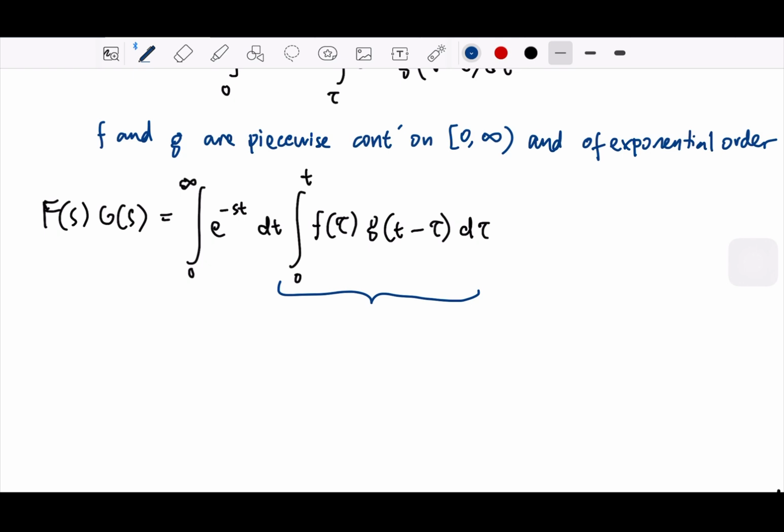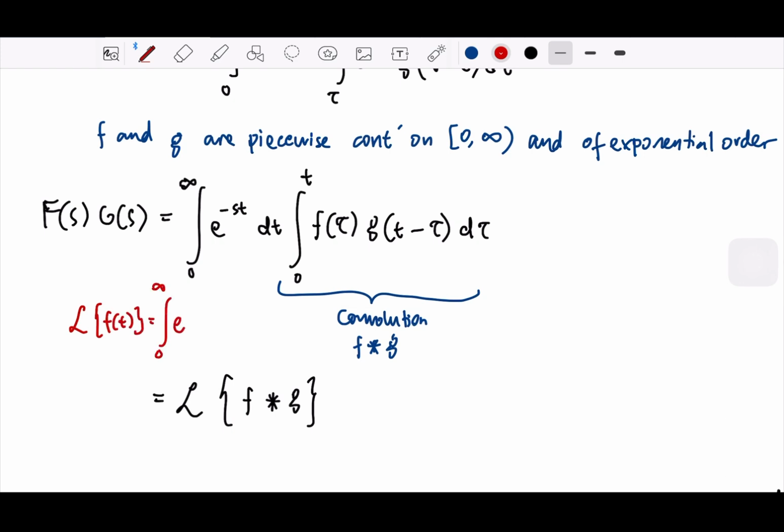What is this function? This is the convolution. Right? Convolution that we defined, I think, last week. So this is convolution, f asterisk g. So we could write down this is equal to Laplace of the convolution f and g. Okay, I think Laplace, if you remember, if we have this, we are going to have this.